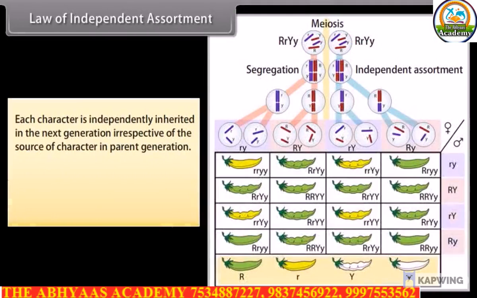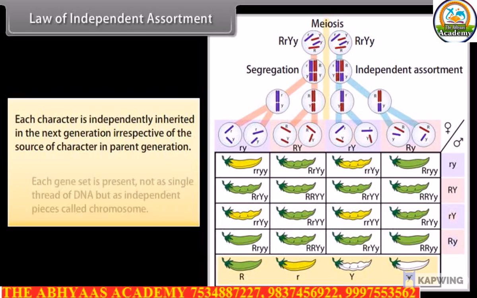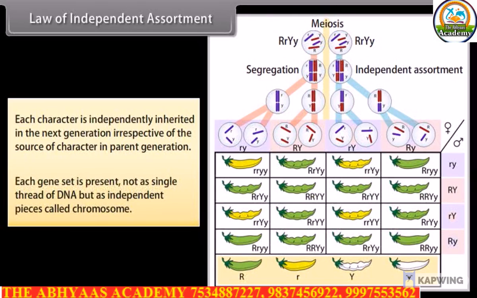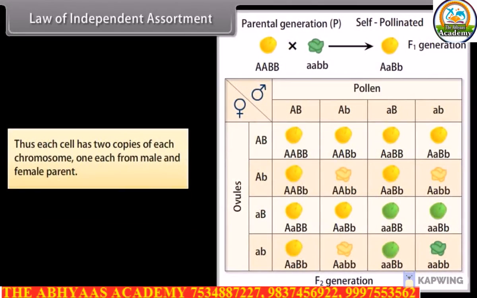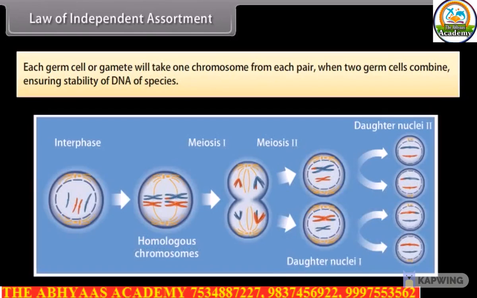Law of Independent Assortment. Each character is independently inherited in the next generation irrespective of the source of the character in the parent generation. Each gene set is present not as a single thread of DNA but as independent pieces called chromosomes. Thus, each cell has two copies of each chromosome, one each from the male and female parent. Each germ cell or gamete will take one chromosome from each pair, and when two germ cells combine, this ensures the stability of the DNA of the species.